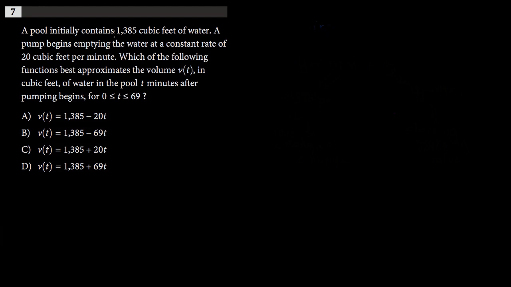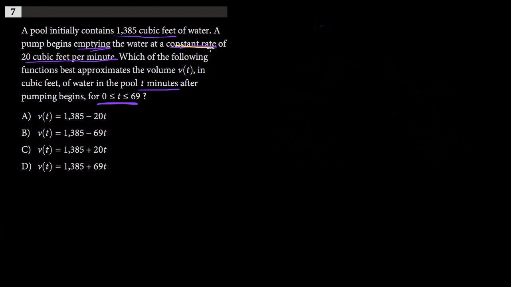Question 7 reads, a pool initially contains 1,385 cubic feet of water. A pump begins emptying the water at a constant rate of 20 cubic feet per minute. Which of the following functions best approximates the volume B(t) in cubic feet of water in the pool t minutes after pumping begins, for t greater than or equal to 0 and less than or equal to 69.